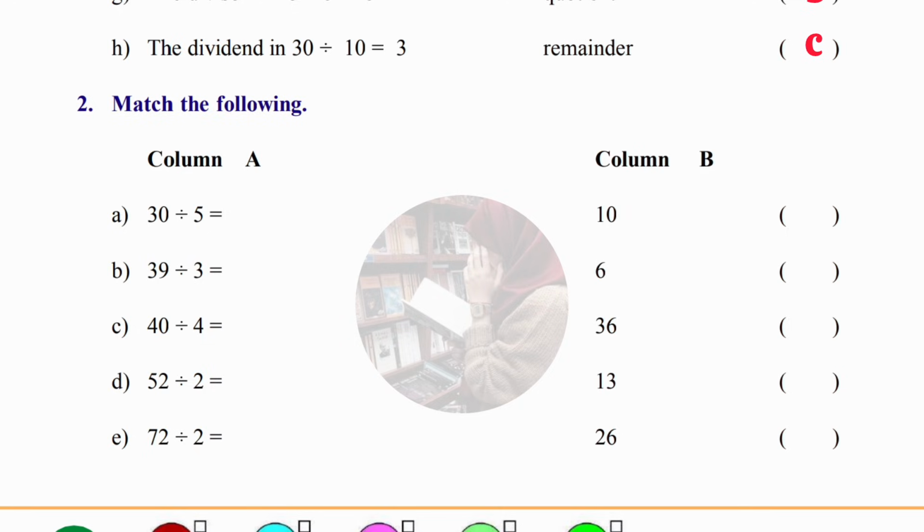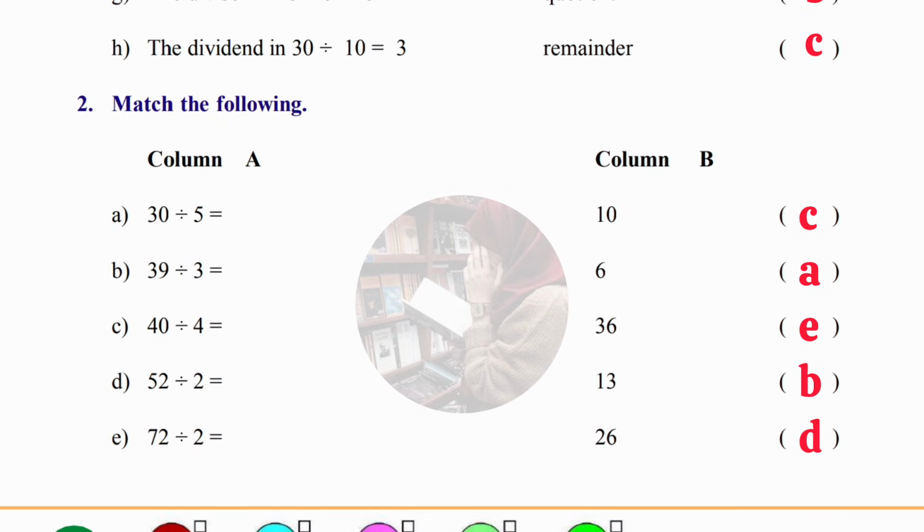Okay, let's see. First one is 30 divided by 5. So 30 in 5 table is 6. So 5, 6, 30. So 6 is the answer. 6 is there in column B in second one. That's why write it down A beside 6. Okay, second one is 39 divided by 3. So 39 divided by 3 is 13. So write it down B beside 13.